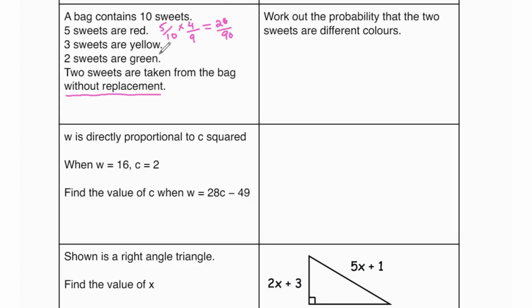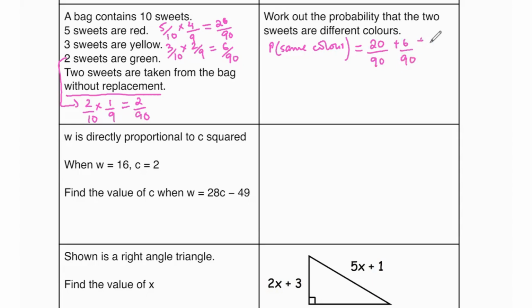Now, if 2 sweets are yellow, that's going to be 3 over 10 times 2 over 9. So that's 6 over 90. And if 2 are green, that's going to be 2 over 10 times 1 over 9. That's 2 over 90. So probability of same color would be 20 over 90 plus 6 over 90 plus 2 over 90. That's going to be 28 over 90.